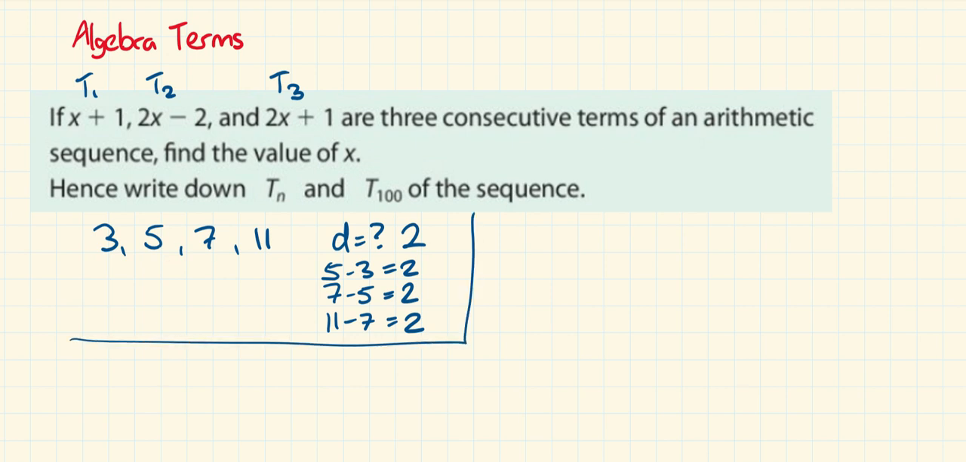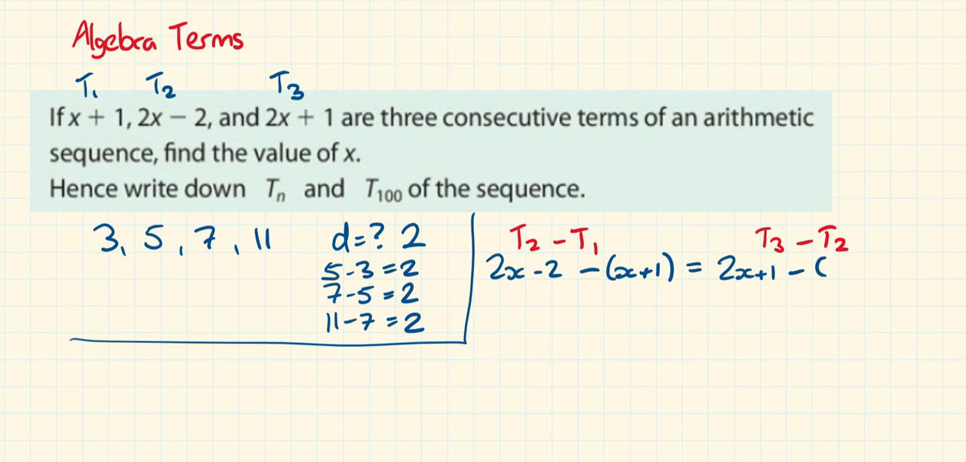Now, for this question, we need to do that except with algebra. So we need to first do term 2 minus term 1 to find out what our common difference is. So we've got 2x minus 2, then we're minusing x plus 1. Now make sure to put that in brackets because you're minusing the whole thing. Then we will also have term 3 minus term 2 over here, because these are going to be the same, because you can see they're all equal to 2 down here, so when we minus them they're going to be the same. So we've got 2x plus 1 minus 2x minus 2.